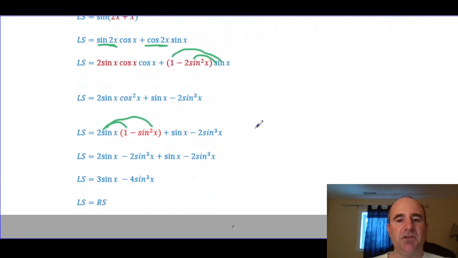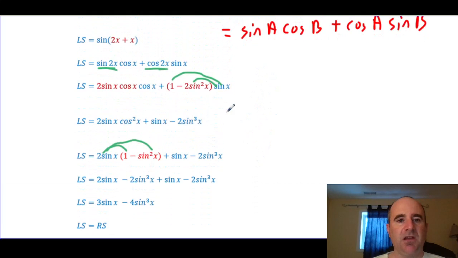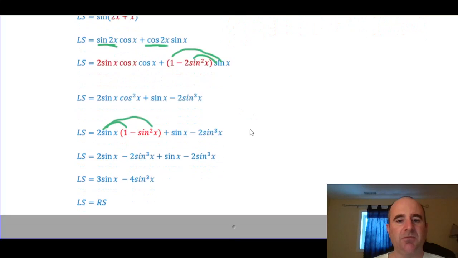That's sort of a new one, a little bit more challenging. And this little trick right here at the very beginning really helps you get started.